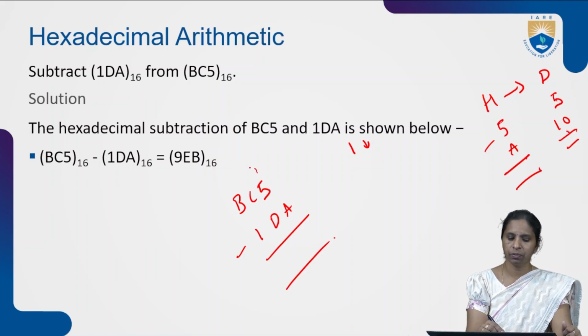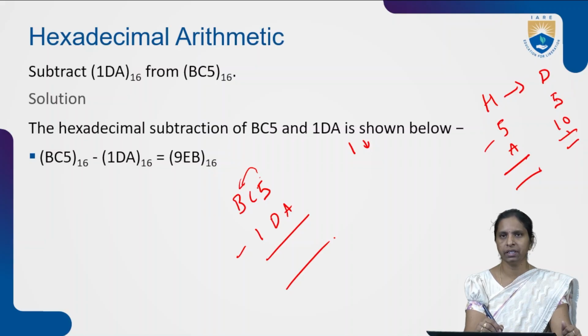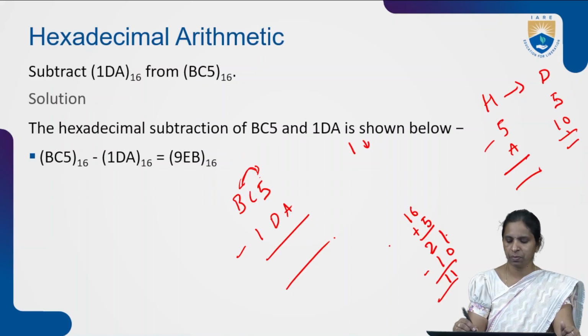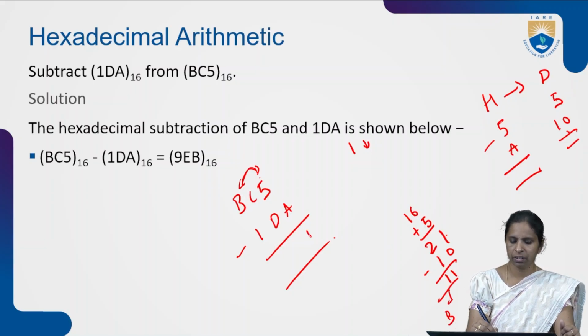You have to get the borrow from the previous digit. Therefore, when you are getting the borrow here, how much you have to add here? 16 you have to add. Whereas in the decimal number system, you are going to add only 10. But here you are going to add how many? 16. Therefore, 16 plus 5 is equals to what? 21. So, this is nothing but 21 in the decimal number system and A is nothing but 10. So, 21 minus 10, then what are you going to get here? 11. What is 11 in the decimal number system? B. Therefore, here nothing but B.